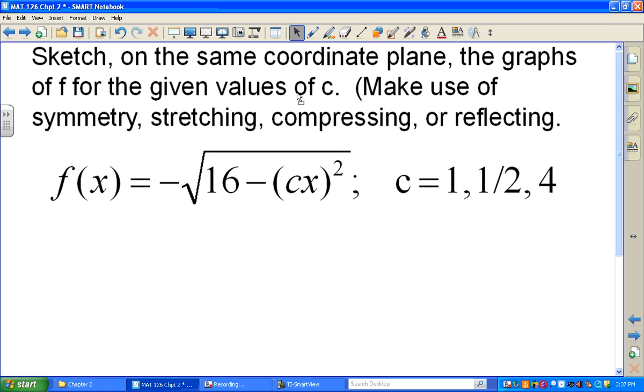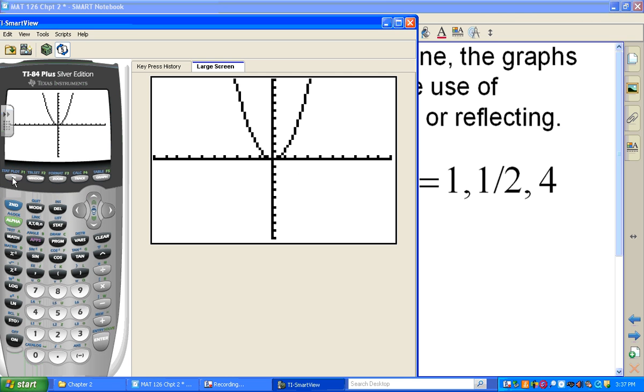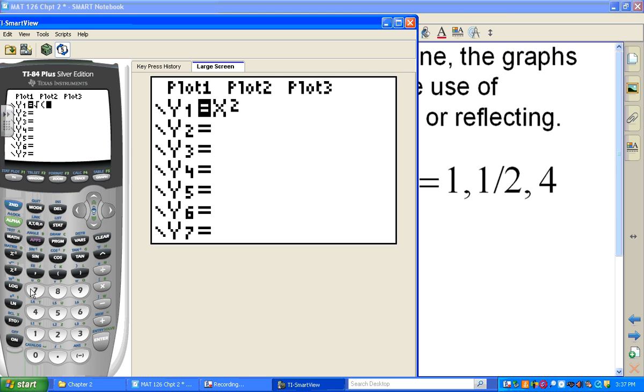Sketch on the same coordinate plane the graphs of f for the given values of c. Make use of symmetry, square, all that other stuff. Ooh, the base graph. Well, I'd say the base graph is f of x equals the square root of 16 minus x squared. That's what I would do. If you don't know what it looks like, you have the latest in technology. Punch it out. 16 minus x squared.